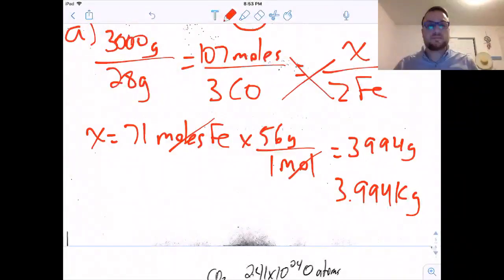All right. That was A. Grams to moles, proportion in the reaction, moles to moles. Take the moles you get, convert that back up to grams, and then I just converted to kilograms because I wanted kilograms in this one.